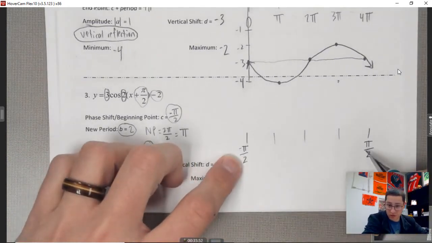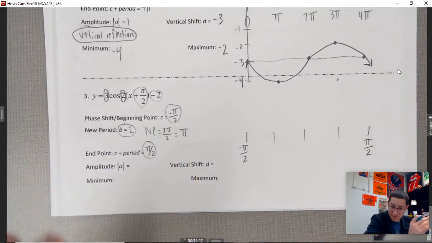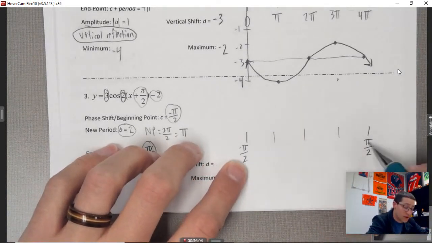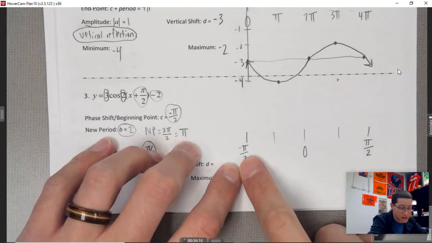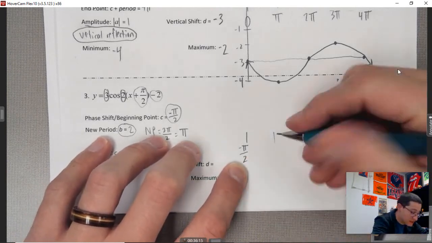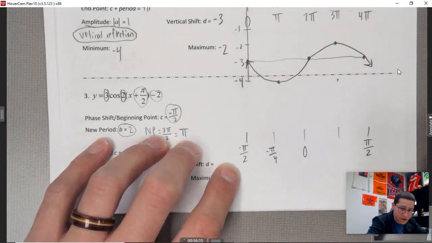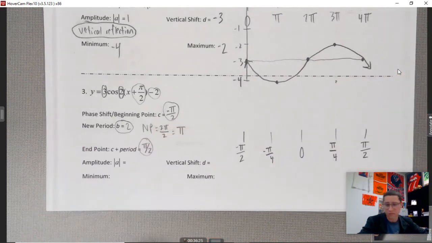Negative pi over 2 to pi over 2. It's a length of pi, right? But notice, we got some symmetry here, which is good. Symmetry makes our lives a little bit easier with determining these values. So the halfway point between these two is going to be 0. Negative pi over 2 to 0, halfway point between these is going to be negative pi over 4. And then here is going to be pi over 4. So we've got those 5 values.